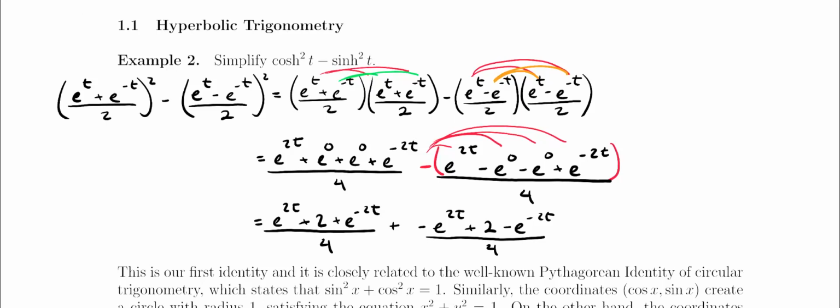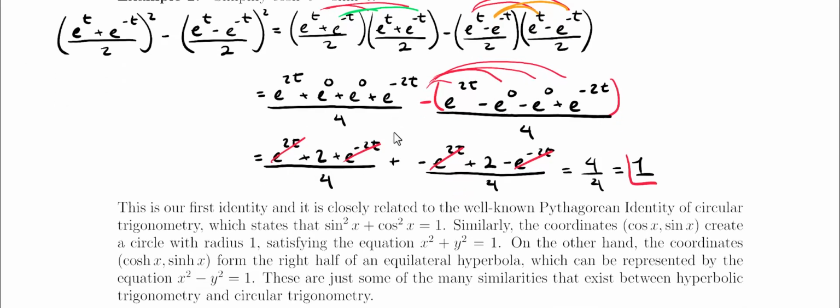So we get to see here that a couple of things will cancel. We have an e to the 2t plus a negative e to the 2t. Then we also have an e to the negative 2t minus an e to the negative 2t. So all the exponentials cancel, and then we're left with the addition 2/4 plus 2/4, which gives us 4/4, which gives us here a 1.